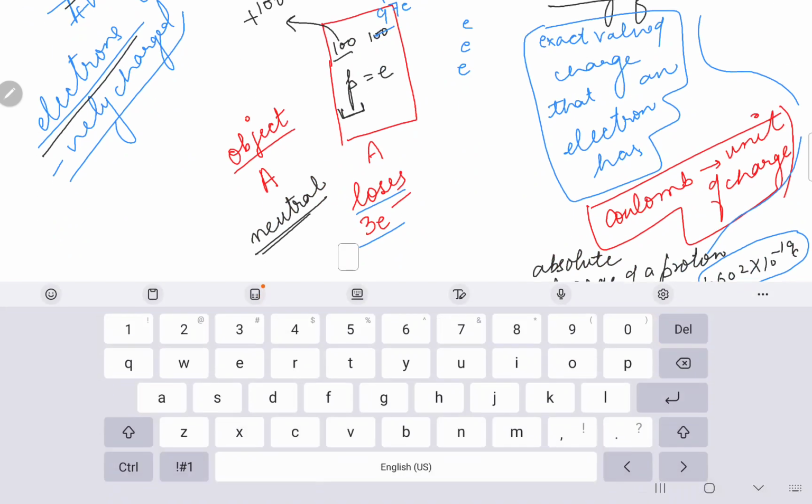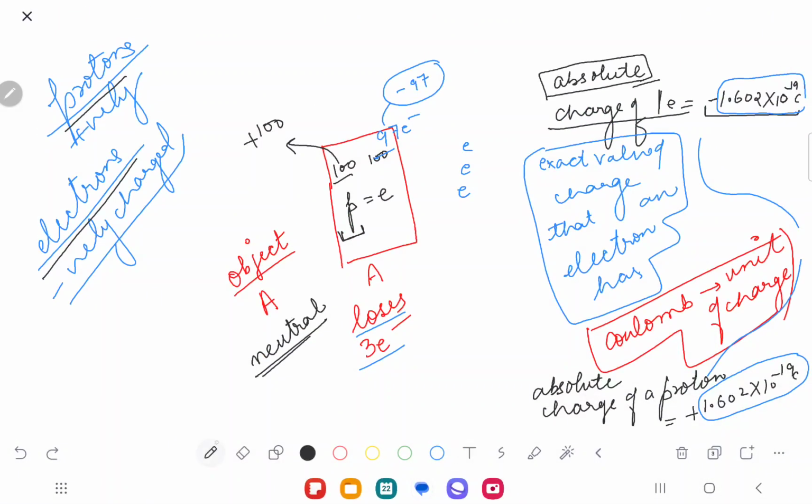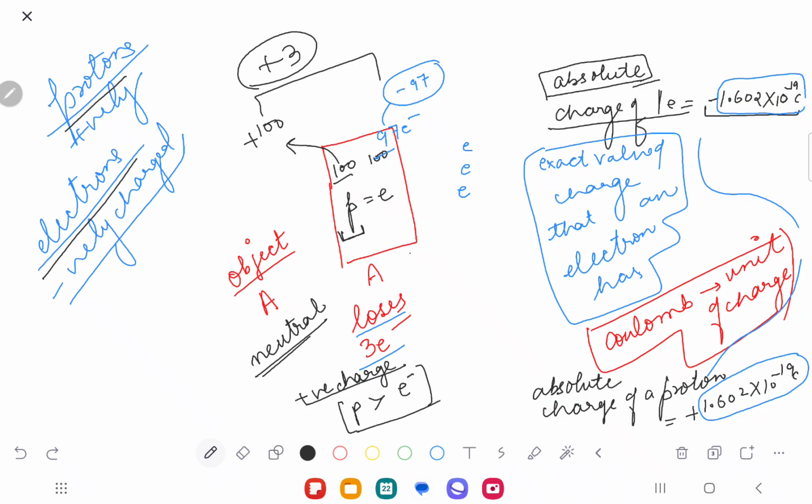What is the point? The point here is that this body will overall have a +3 charge. So when do you say that a body has a positive charge? When the number of protons is more than the number of electrons. And the reverse would also be true.